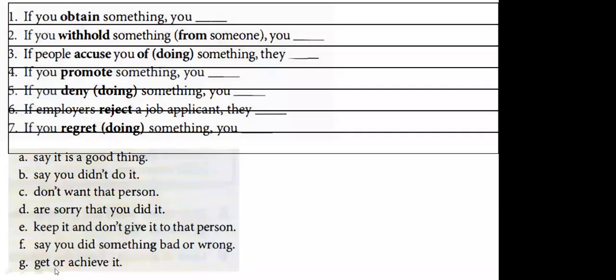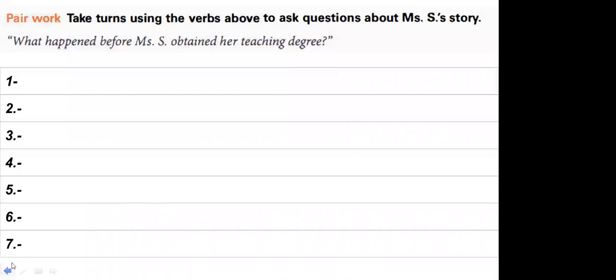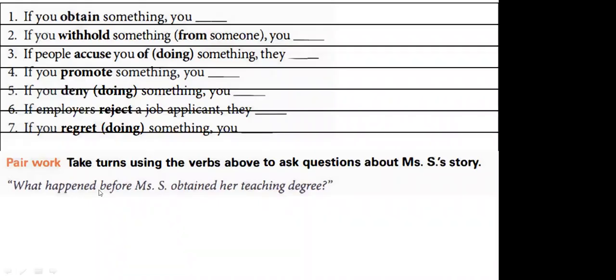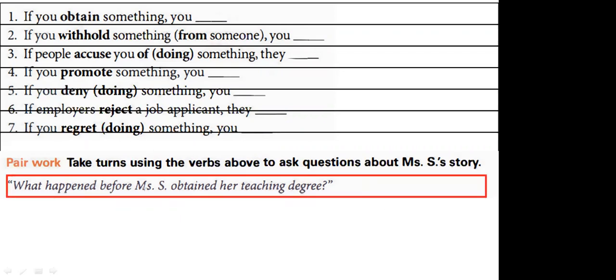This is finished. Now, take turns using the verbs above to ask questions about Miss S's story. What happened before Miss S obtained her teaching degree? This is an example question. What happened before Miss S obtained her teaching degree? We are making a question with the verb obtain.